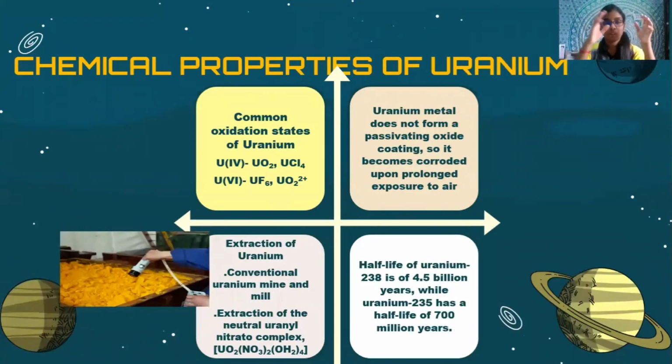Uranium exists from oxidation state plus 3 to plus 6, but only plus 4 and plus 6 are stable enough to have any sort of practical importance. Examples of uranium in the plus 4 oxidation state are uranium dioxide and uranium tetrachloride, and uranium plus 6 is uranium hexafluoride and the uranyl ion.